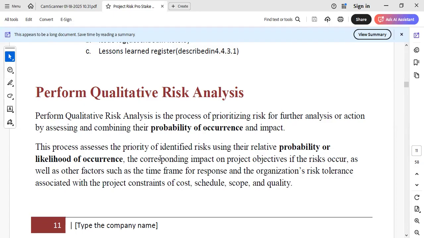So you want to prioritize the identified risks using their relative probability or likelihood of occurrence. When you look at their possibility of occurring and multiply by their impact, you will see that some risks carry more weight than others. So that is the prioritized list. All the risks are prioritized according to their possibility of occurring and their impact. You see the rankings.